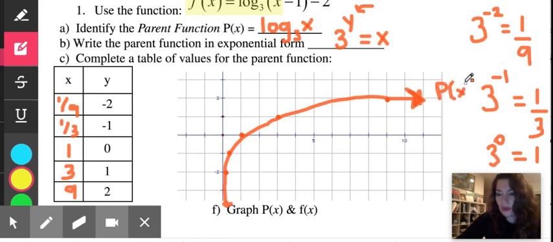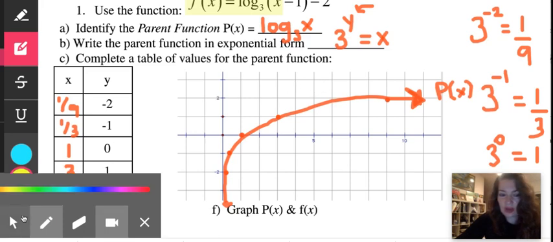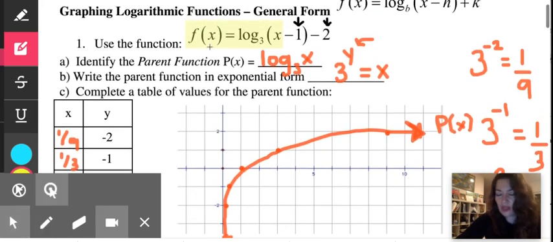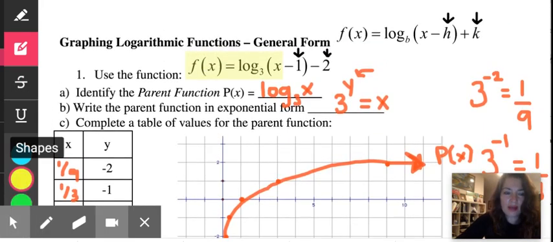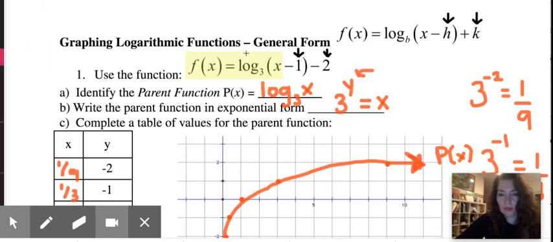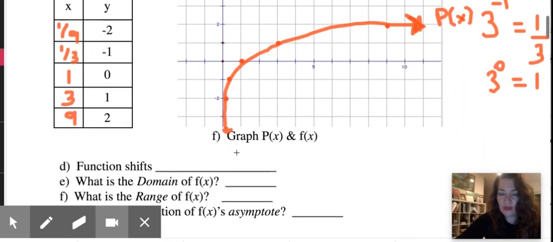But we don't want to graph the parent function right now. What we want to graph is the function I highlighted. We want to graph the function, this whole function here. So we have already mentioned that this graph shifts 1 to the right and 2 down. So if we look at the function, how does it shift?